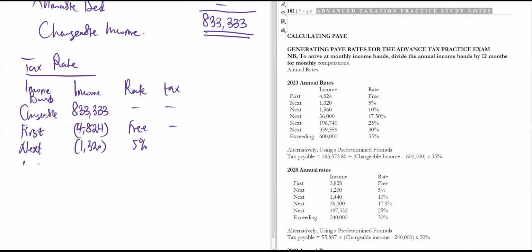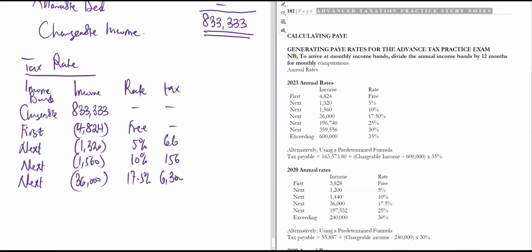And we take the next 1,560 from here. Can we deduct? Yes, we can, right? 10% gives us 156. Then we take the next 36,000. Can we deduct it? Yes, we can. At 17.5%, we get 6,300, right?